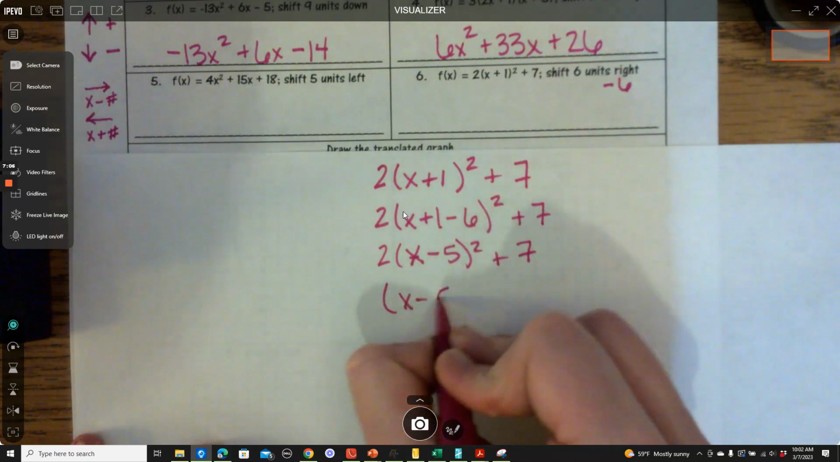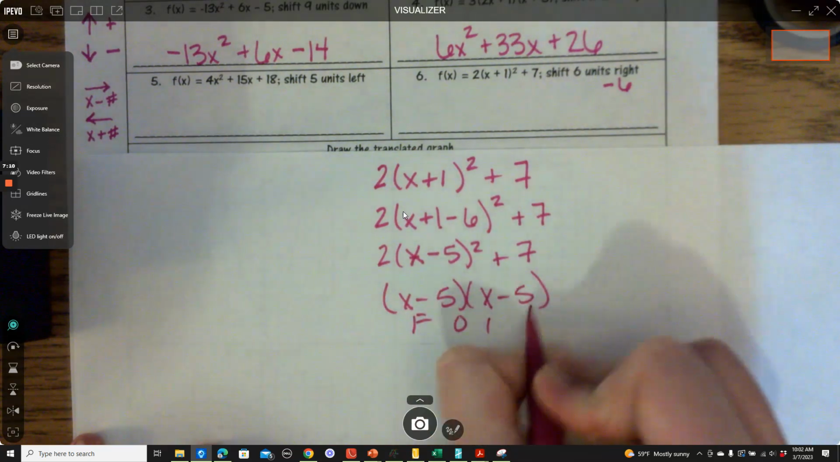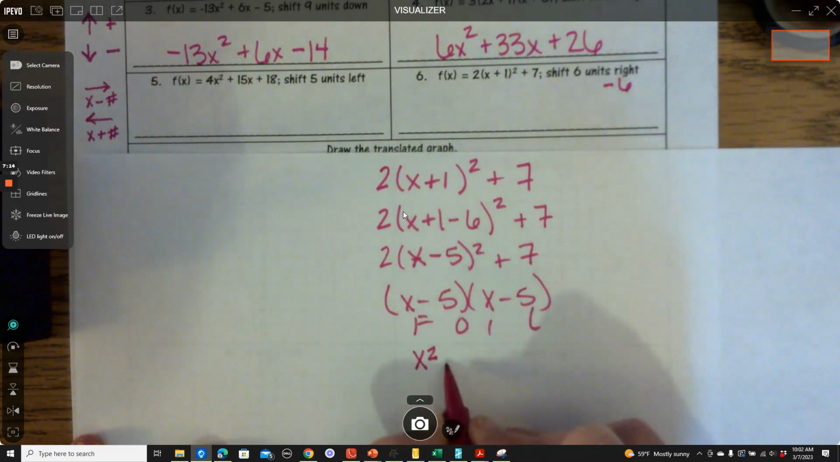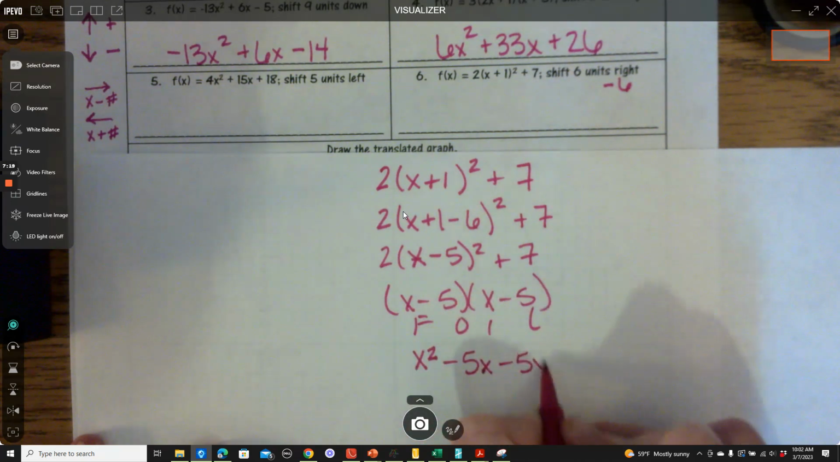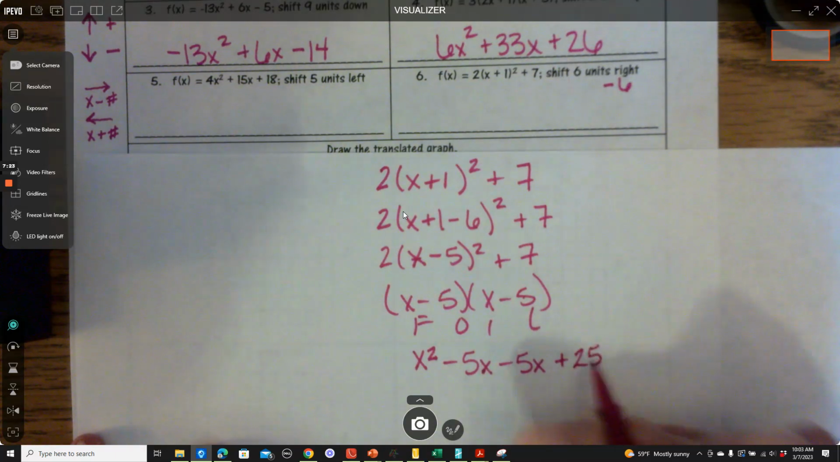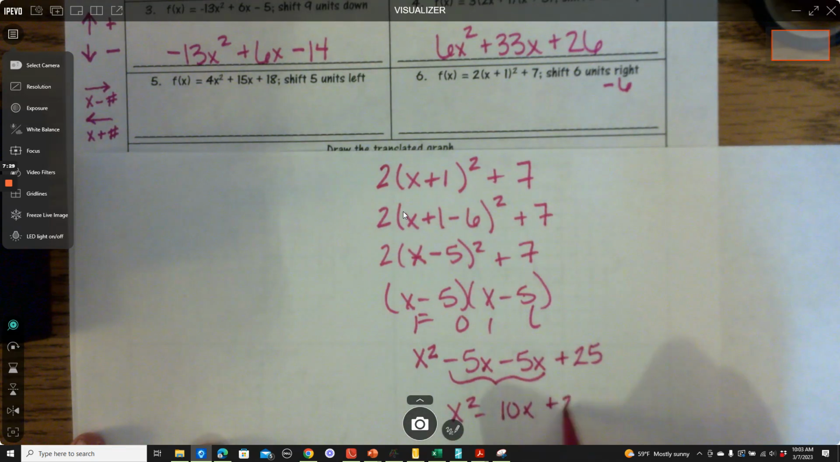So I'm going to do x minus 5 squared first. And I'm going to FOIL it. So x times x is x squared. X times negative 5 is negative 5x. Negative 5 times x is negative 5x. Negative 5 times negative 5 is positive 25. Combine like terms.